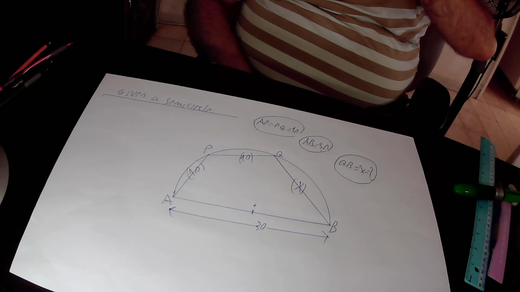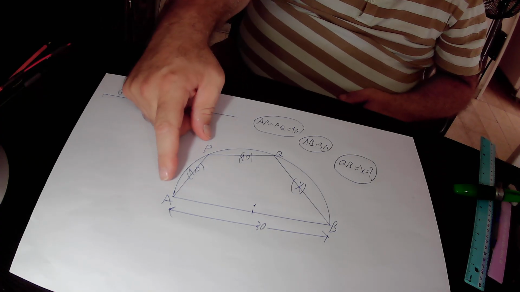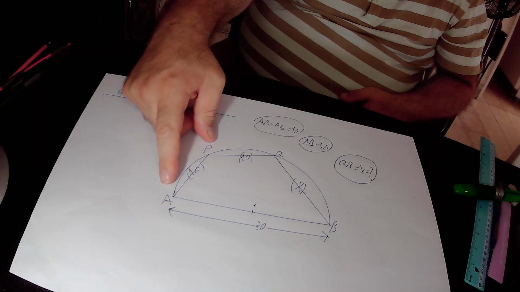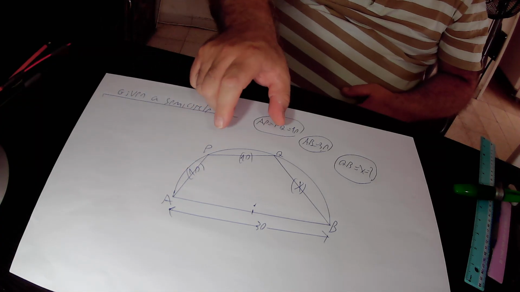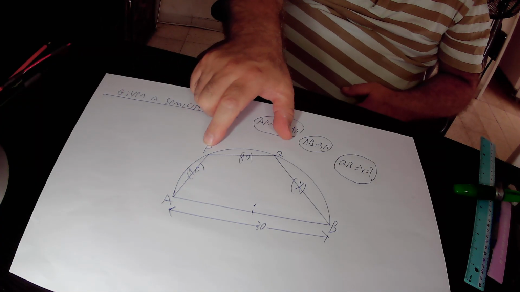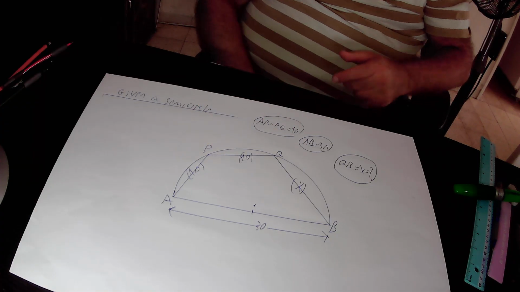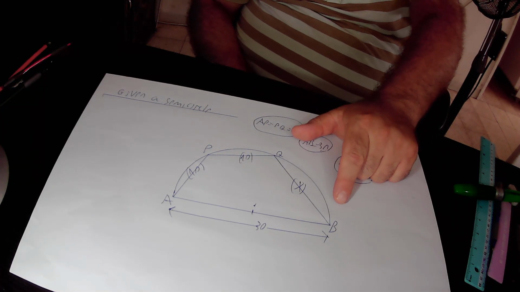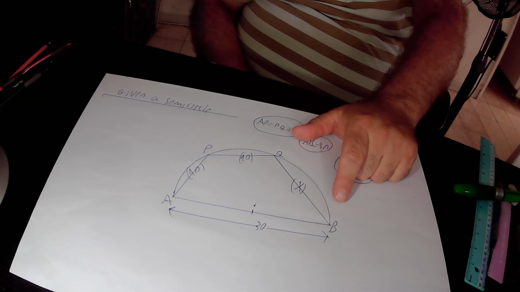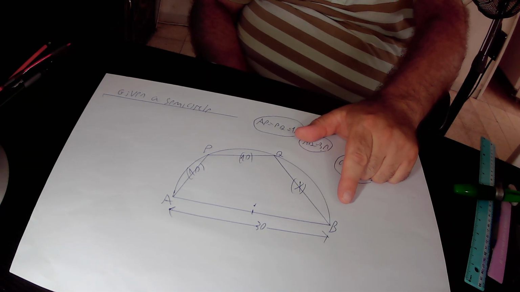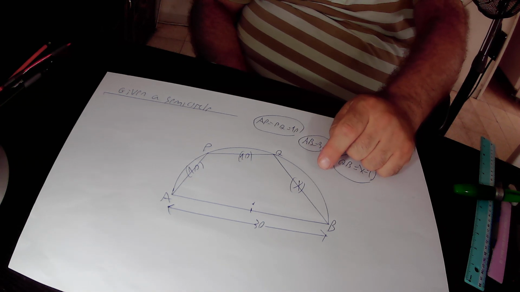In addition, chord AP is equal to 10 units in length. This is chord PQ, which is also equal to 10 units in length. And this is chord QB, or line segment QB, which is equal to x units in length. Our mission is to find the length of chord QB, x units, so we have to find the value of x.